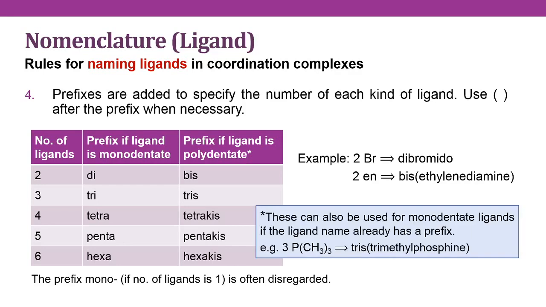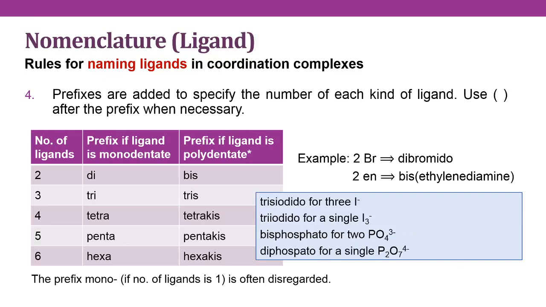The polydentate ligand prefixes are also used if the ligand name begins with a Greek prefix already. For example, we say tris-trimethylphosphine instead of tri-trimethylphosphine. Care must also be taken in the situations when the use of a multiplicative prefix may be misinterpreted. For example, we use tris-iodido for 3 I- anions because triiodido means a single I3- anion. At the same time, we use bisphosphato for 2 PO4 anions because diphosphato means a single P2O7 anion. So in summary, when naming ligands in a complex, we specify the number of ligands using Greek prefixes. We use a different set of prefixes for monodentate ligands and polydentate ligands, and we use the polydentate set for the special cases to remove ambiguity.